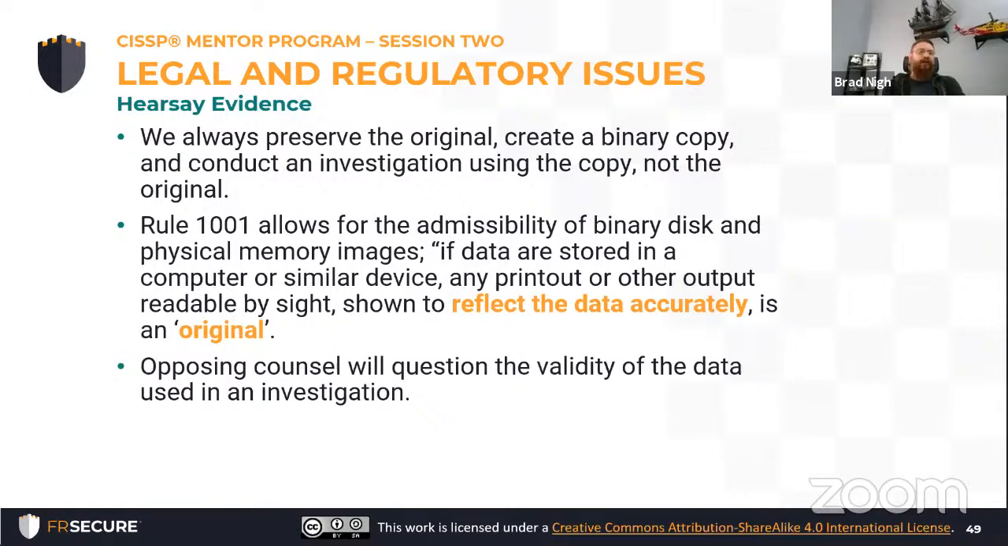If you're doing any sort of investigation or incident, and this will go over again later, always assume that this could go to court. Always assume you could be dealing with a lawyer.